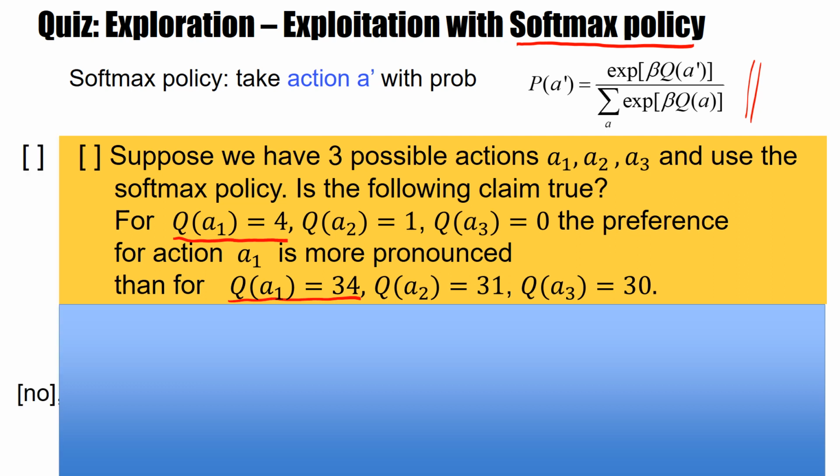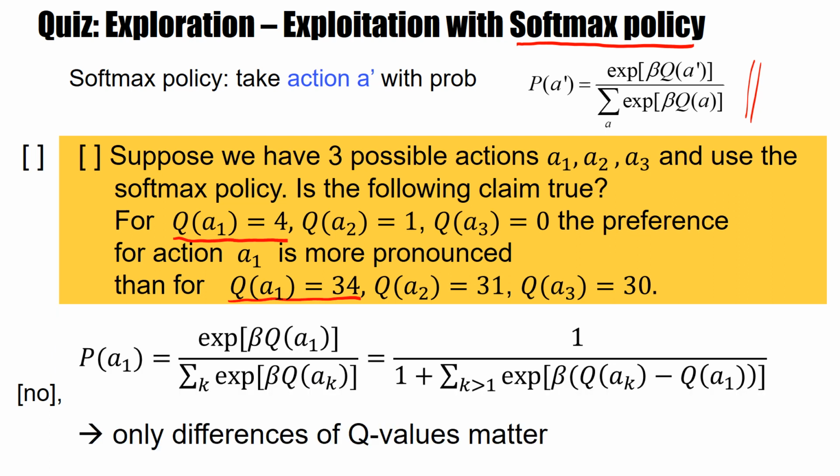And the answer is no, this is not true. Why is that? Because only the differences of Q values matter. So you take the Softmax formula here again. We divide by this term here, e to the beta Q of A1. Then the sum runs over everything, including Q of A1. So we have a 1 plus all other actions, and then you see here that only the differences matter.